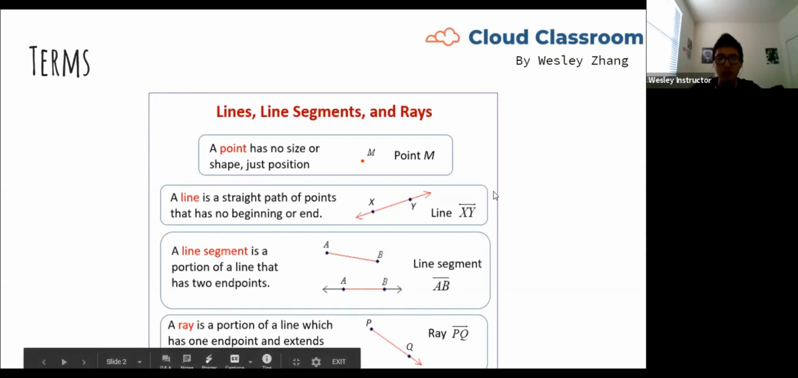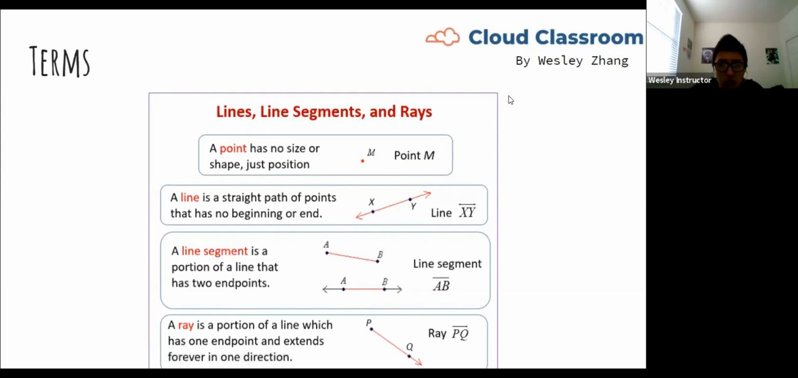A ray is a portion of a line which has one endpoint and extends forever in one direction. Sorry, something was covering it. So it's pretty similar to a line also, except there's an arrow only on one end of it. The other end just ends at a point, like a line segment. We write this as ray PQ with the ray symbol. So there's an endpoint at one end, and an arrow at one end and no arrow at the other.